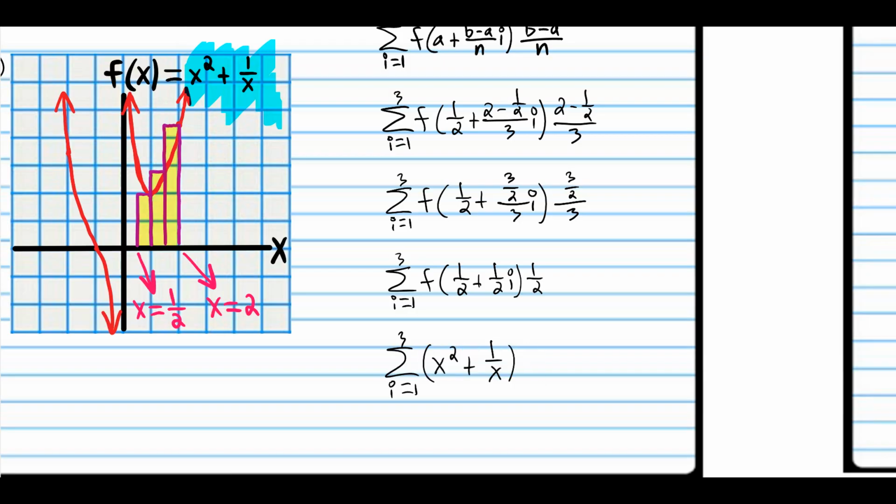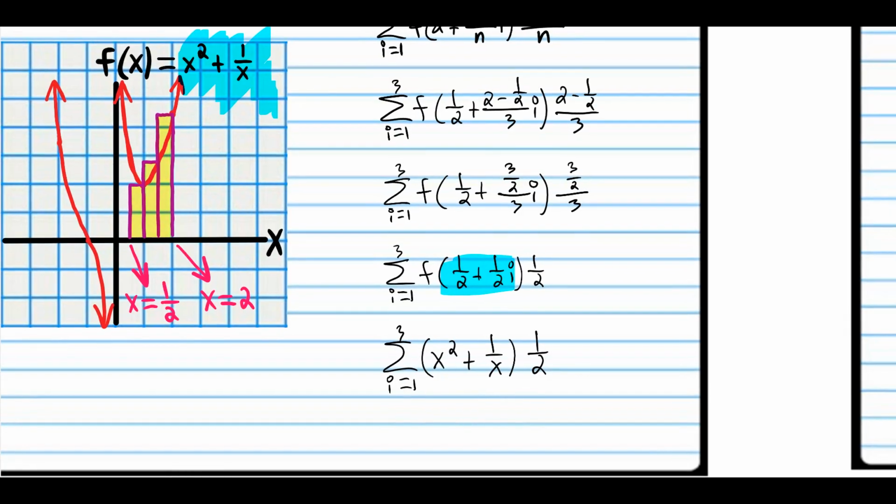So f of 1, this whole thing here is what we're writing here. But instead of x, we're going to plug in this. You see that? That's how that works. So this can be very confusing for students.